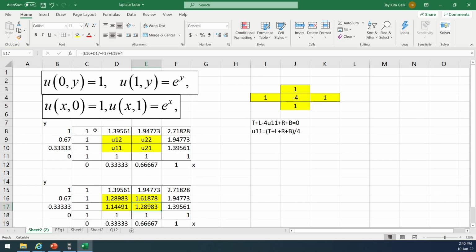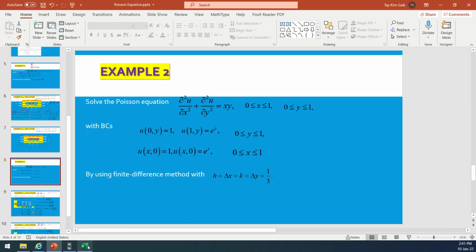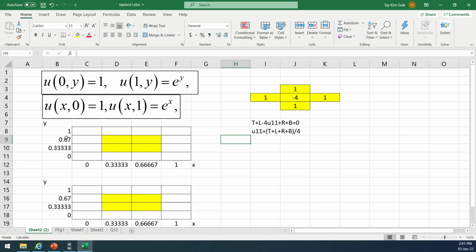Okay, delete everything. x from 0 to 1, increment is 1/3. Y also from 0 to 1, increment is 1/3. So u(0,y) equal to 1.